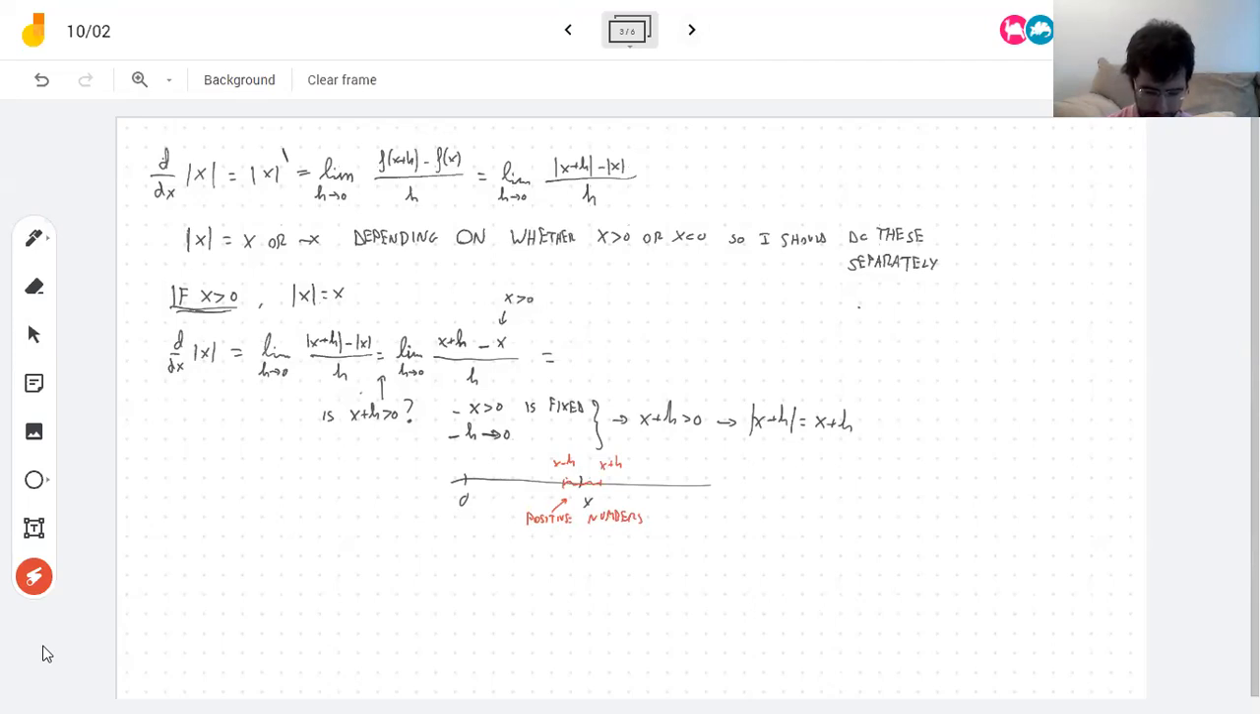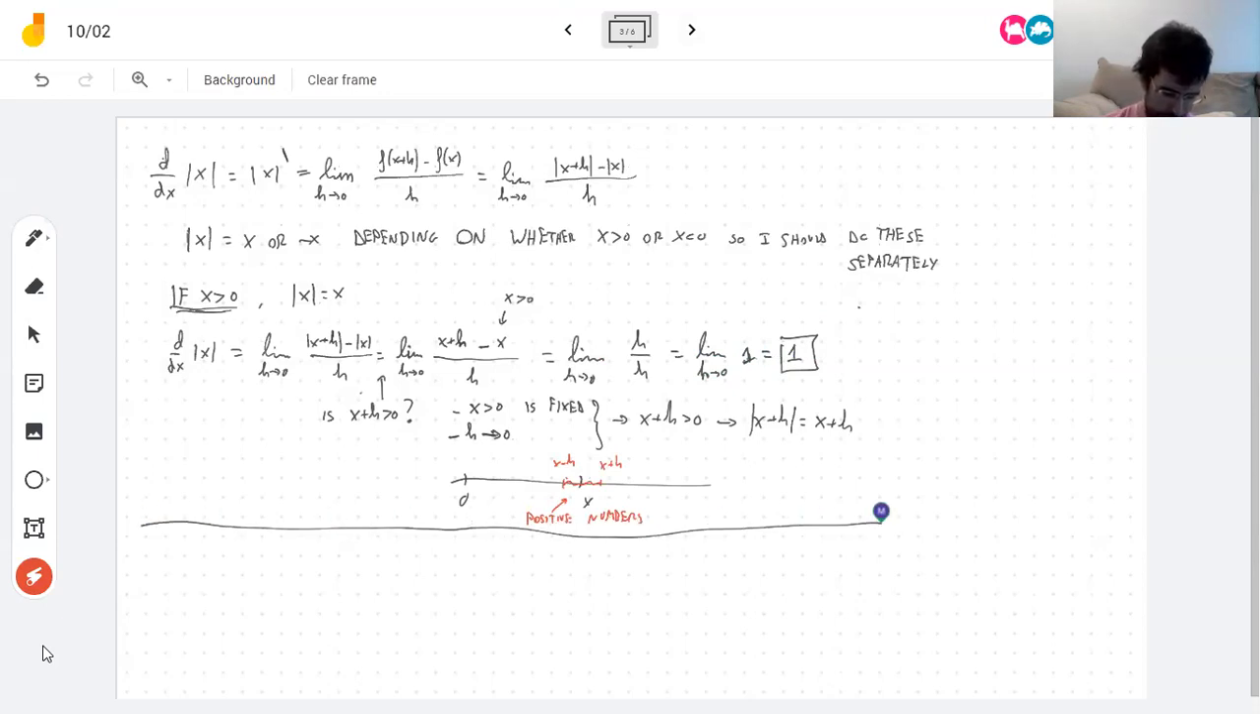So the x's, there's an x adding and then x subtracting that cancel out. And then h over h, well, whatever h is, the number divided by itself is 1. And the limit of a constant function, this is a limit law, the limit of a constant function is just the constant. So the derivative of the absolute value is just 1 when I look at positive numbers. And I should look at negative numbers now, and then I should look at zero. So if I look at negative numbers, it's going to be exactly the same, except for a minus sign.